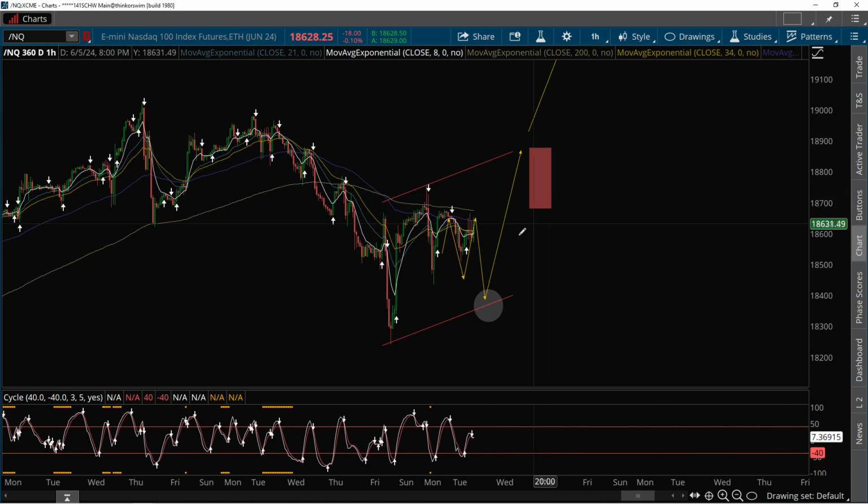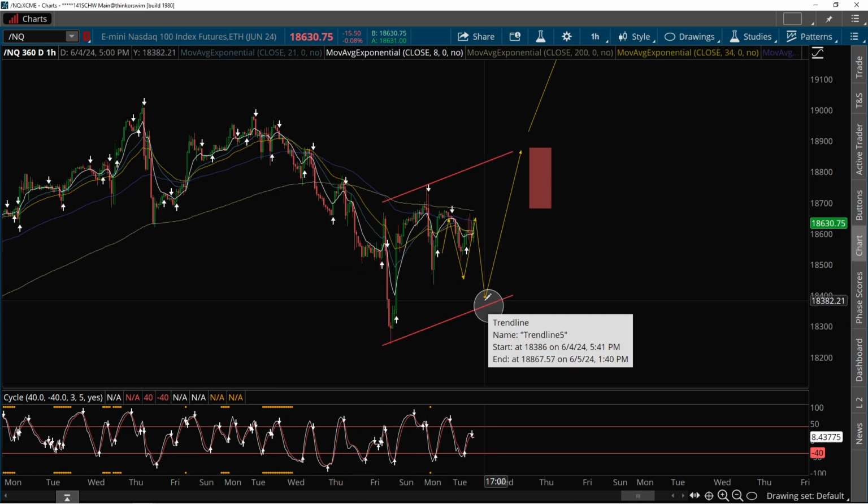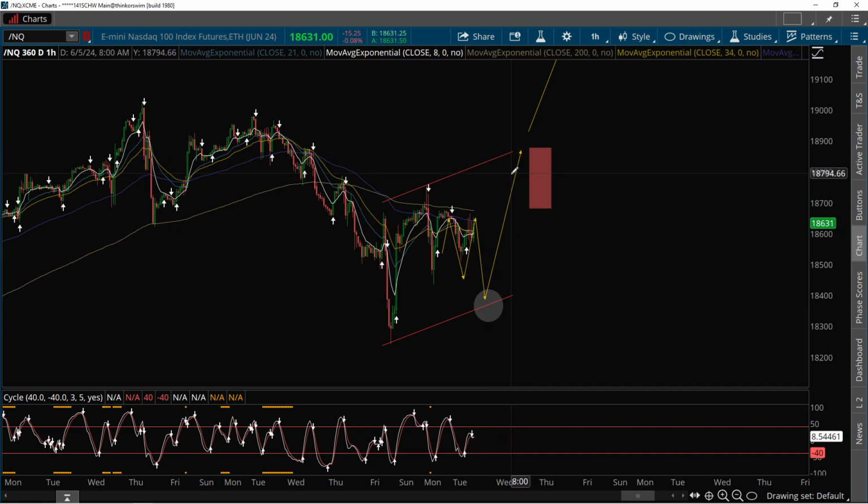Other than that, I don't see too much, right? You're just playing around within this range and not much to do till you start forming some kind of a structure. So if we saw a B wave down, then that would be a structure we could recognize, and we can go for this C wave up, right?